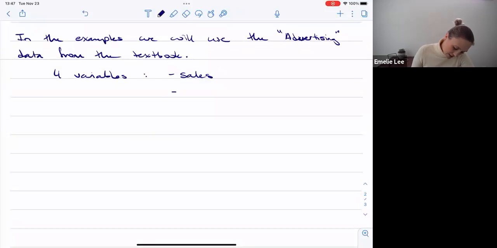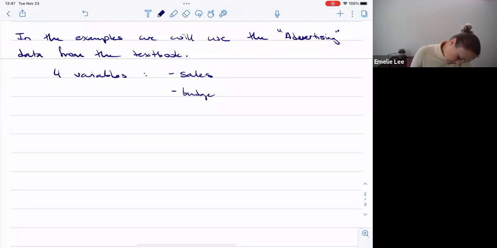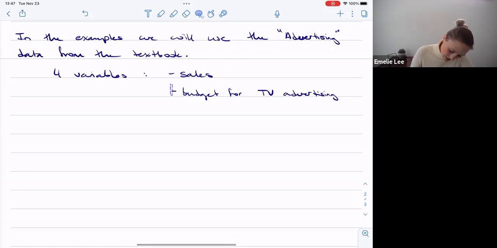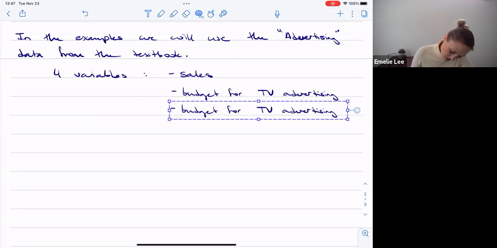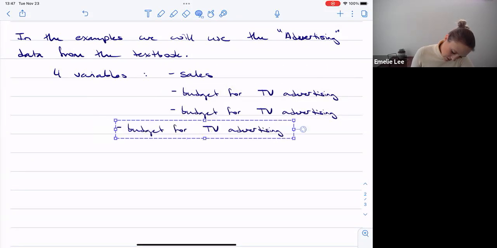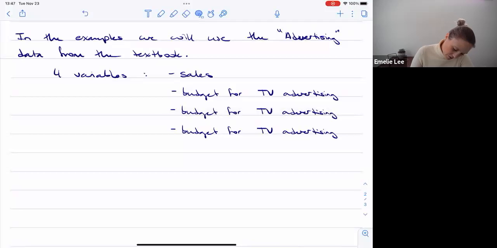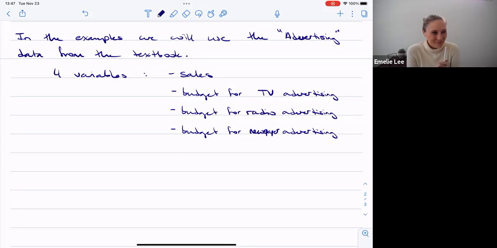So it has the sales, and then it has the budget for TV advertising. And because I can, I'm going to copy and paste. Was that faster? I'm not so sure. But not TV anymore: radio and newspaper, squished in there.